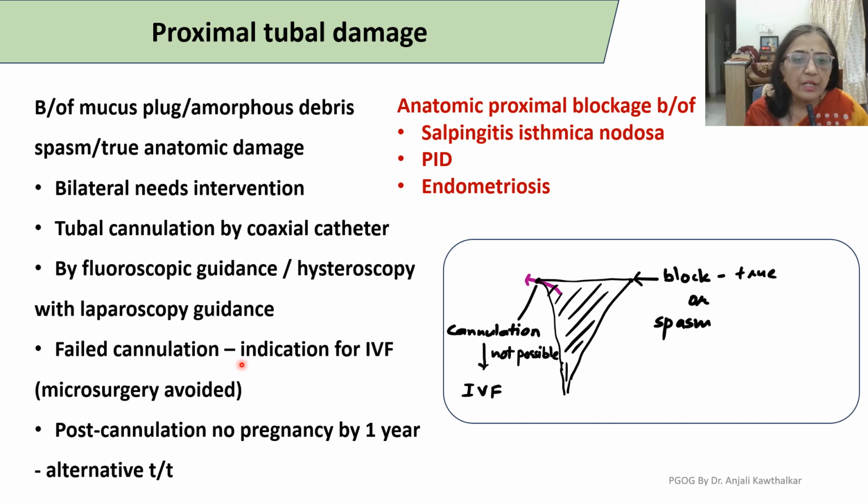Failed cannulation is an indication to proceed with in vitro fertilization. Here, microsurgery is avoided. Excision of the blocked tube and then its re-implantation in the cornu is associated with a very high risk of ectopic pregnancy, as well as uterine perforation, and the success rate of this microsurgery is not good. That is the reason whenever the cannulation fails, or cannulation is not possible, or after a year of cannulation pregnancy fails to take place, it is safer for the patient and an indication to proceed with in vitro fertilization.